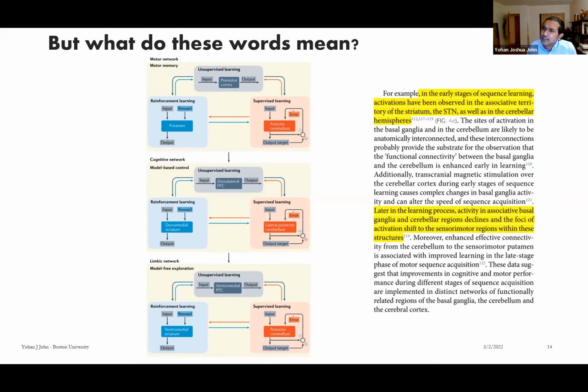Yeah, so in the early stages of sequence learning, activations have been observed in the associative territory of the striatum, STN, as well as cerebellar cortex. This is stuff that I think is really cool to think about, these stages of learning, where a part of the brain temporarily seems to be more involved and then sort of passes out of being needed. The sites of activation, the basal ganglia and cerebellum, are likely to be anatomically interconnected. Yes. And these interconnections probably provide the substrate for the observation that functional connectivity between basal ganglia and the cerebellum is enhanced early in learning.